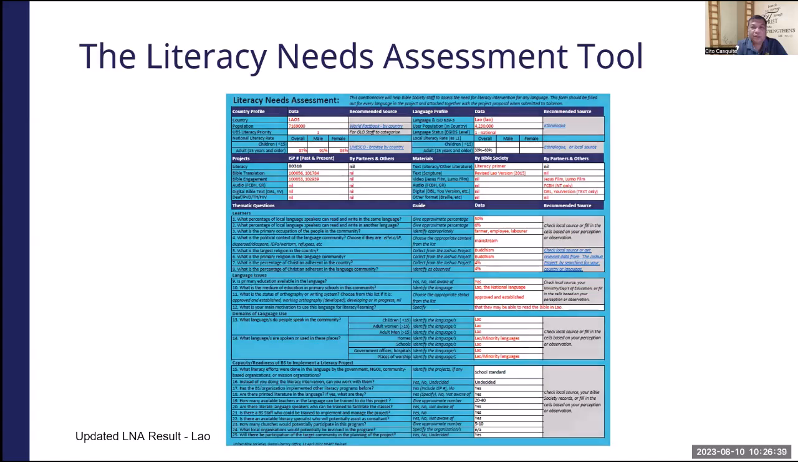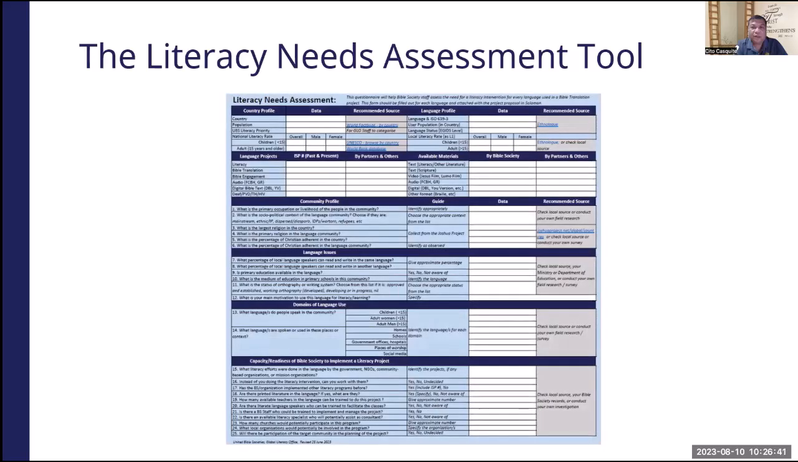And then going back to the tool, this is now the new version coming from the different feedback from the Bible societies and some of the questions. The questions actually are basically the same. We just tried to make this more user friendly to them in terms of the formatting, as well as making the guidelines and the questionnaires clearer to the users.